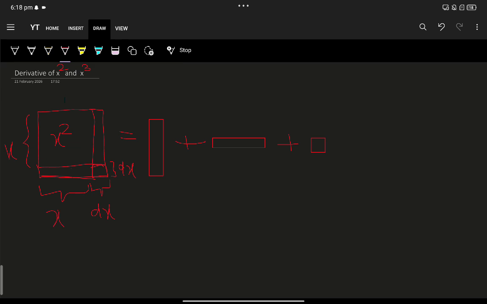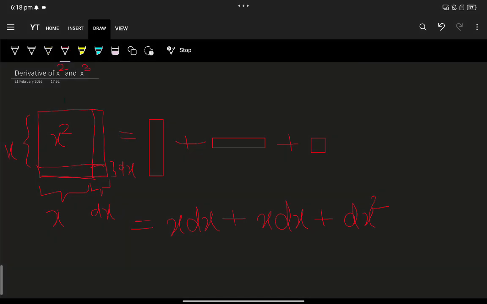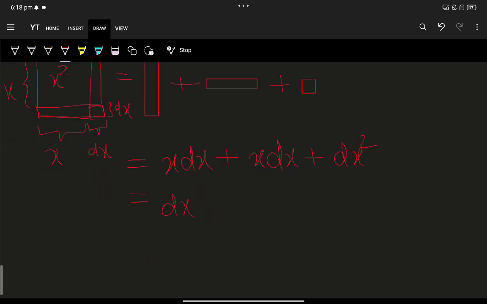So we'll just see. It will be the area of the first rectangle, that is x dx, plus the area of the second rectangle, that is x dx again, plus the area of the square, that is dx square, right? And now here we can take dx as common. So dx times x plus dx square, and then it will be 2x dx plus dx square. I hope you are understanding, right?